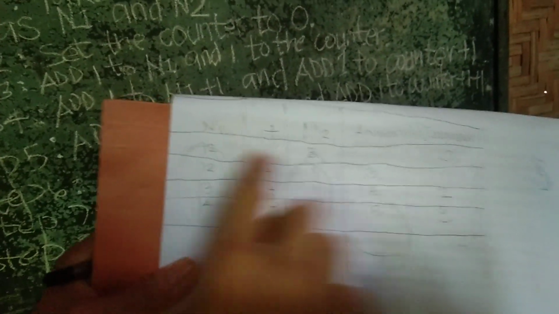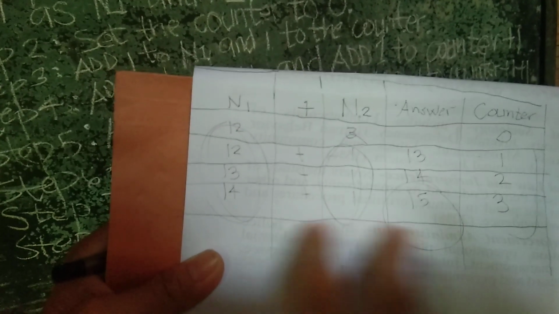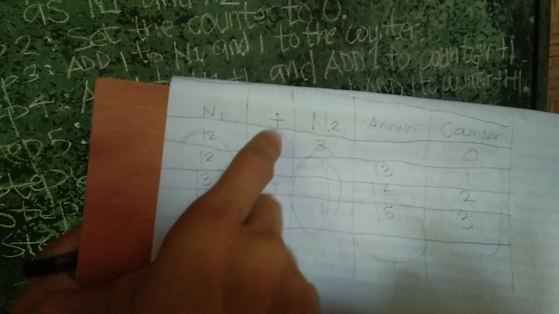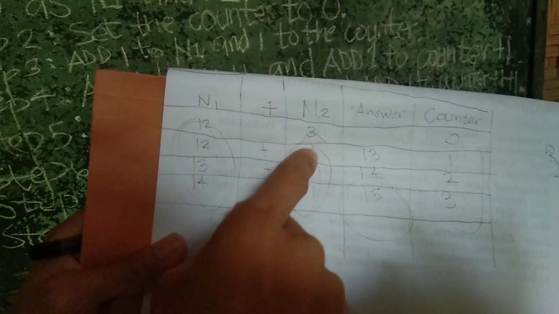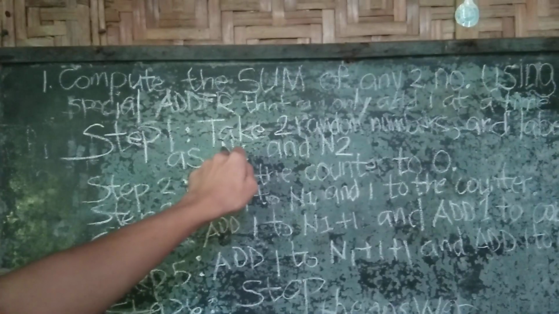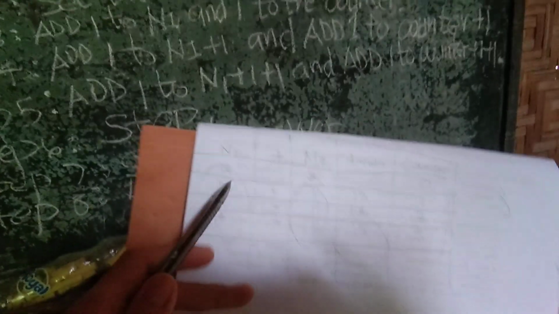It has 5 columns: column 1 is n1, column 2 is the plus sign, column 3 is n2, column 4 is the answer, and column 5 is the counter. So what I did is, just like step 1, I took two random numbers and labeled them as n1 and n2, and that would be 12 and 3.